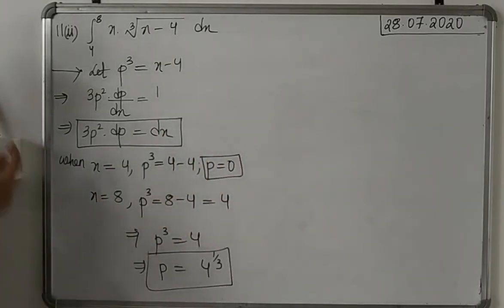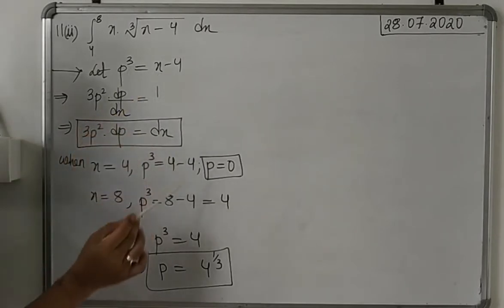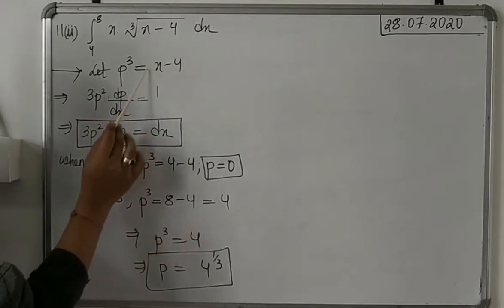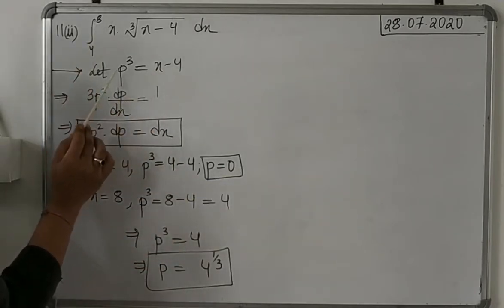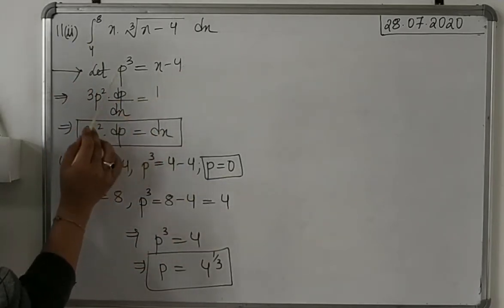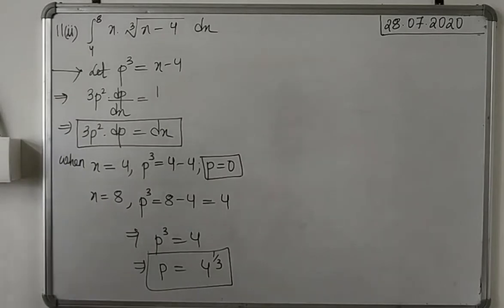Now comes the limits. So when x equals to 4, when you put x equals to 4, p cube equals to 0, isn't it? So p equals to also 0. When you put x equals to 8, so p cube will be 8 minus 4, that is p cube is equals to 4. So p is equals to 4 to the power 1 by 3. That is cube root of 4. Okay, so this is the first part.